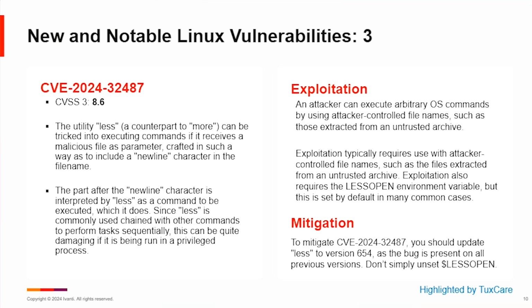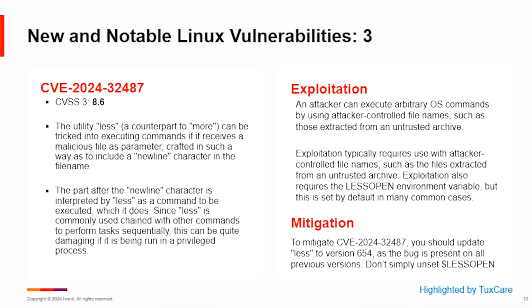After the new line character is interpreted, it's commonly used chained with other commands to perform tasks sequentially. This can be quite damaging if it's being run in a privileged process. So mitigation there, if the attacker is able to do this and the process they're running in is more privileged, they get a lot more power in doing so. So again, least privilege being a way to mitigate this vulnerability to a degree. The attacker can execute arbitrary OS commands by using these attacker-controlled file names and being able to exploit that.